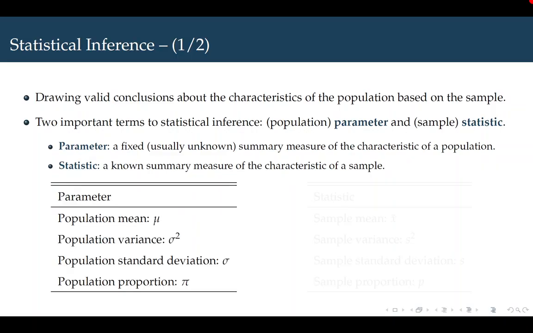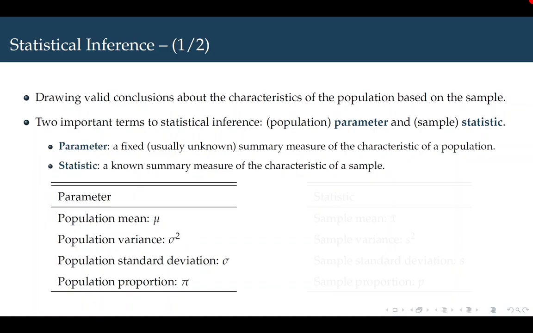For example, population mean, which is usually denoted by mu, population variance, denoted by sigma square, population standard deviation denoted by sigma, and population proportion denoted by pi are the most common population parameters or summary measures of the population.